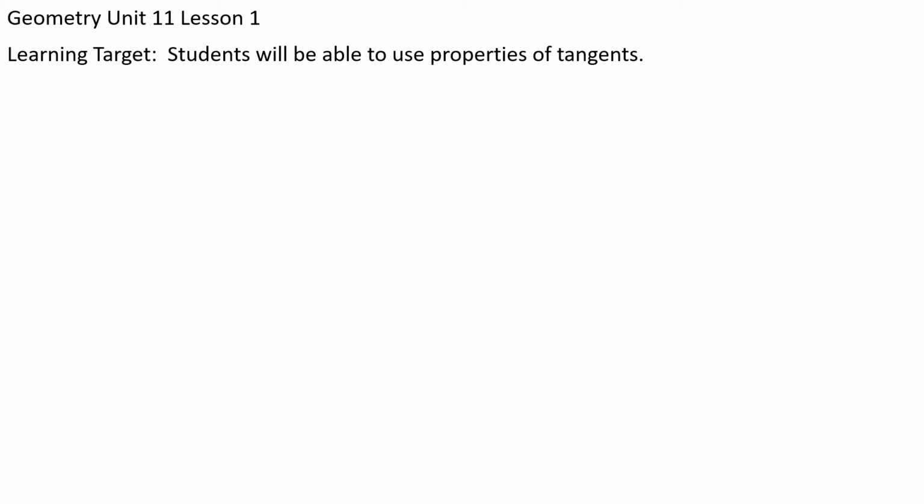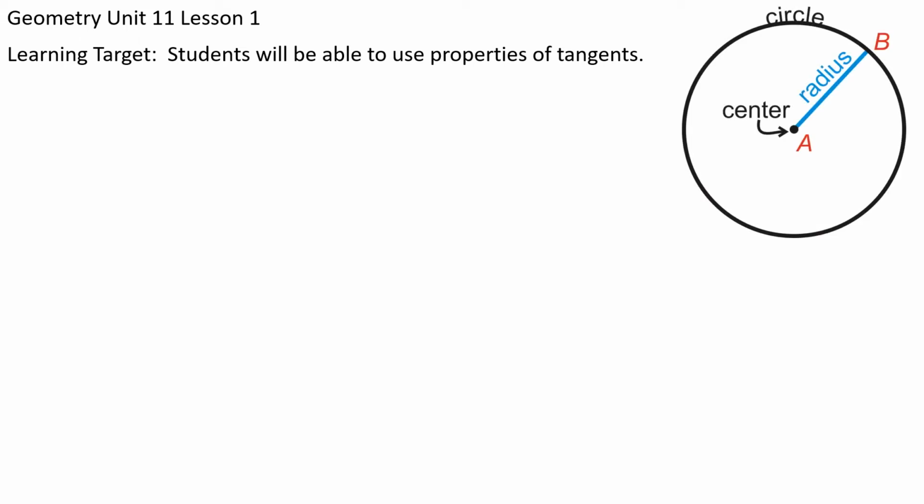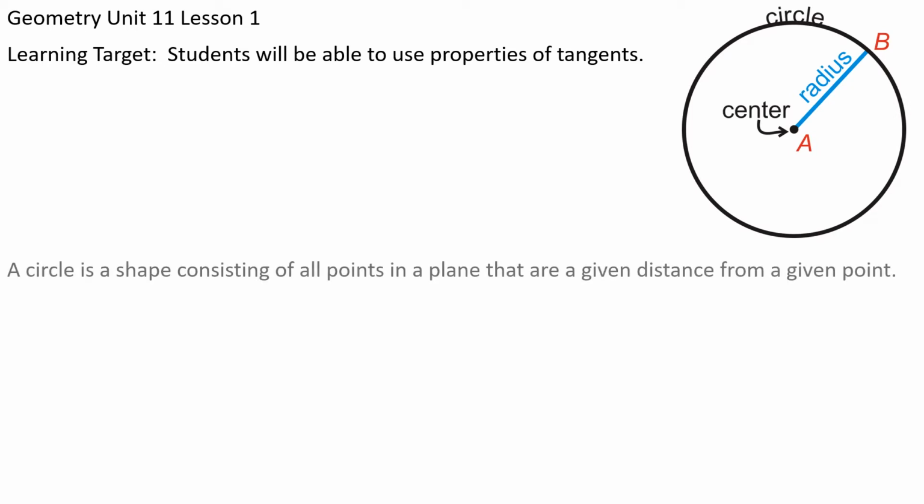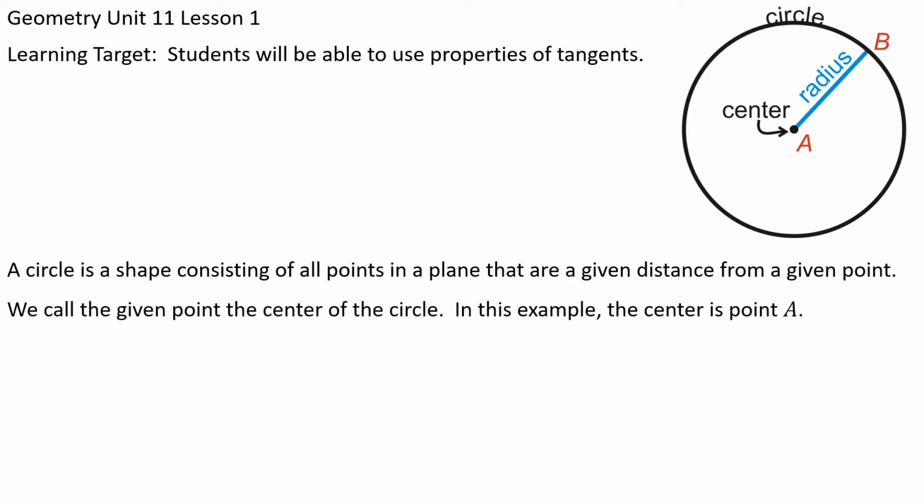Let's make sure we know what a circle is, and let's make sure we know what a tangent is. A circle is the set of all points that are the same distance from the center. Right? So there's a picture of a circle with a radius and a center. We call the given point the center of the circle. In this example, the center is point A.